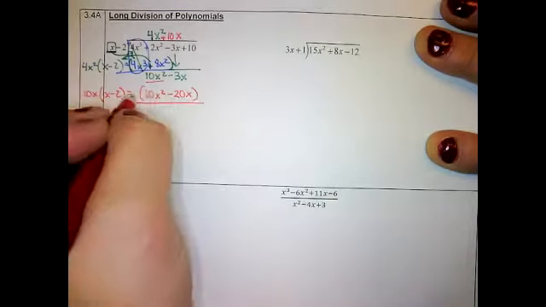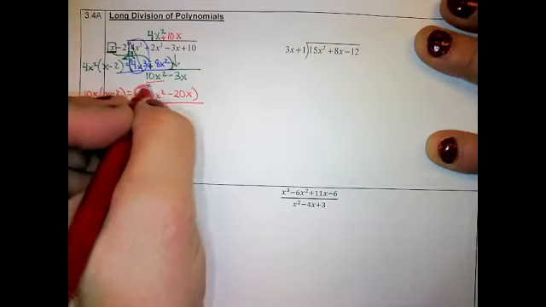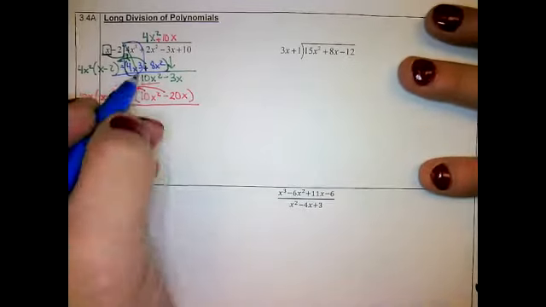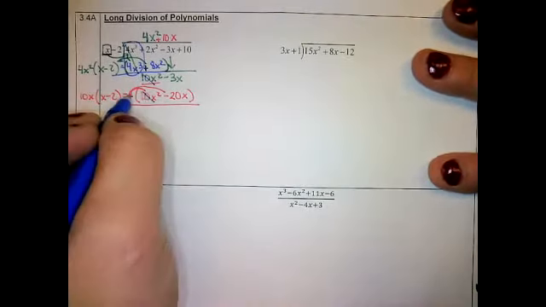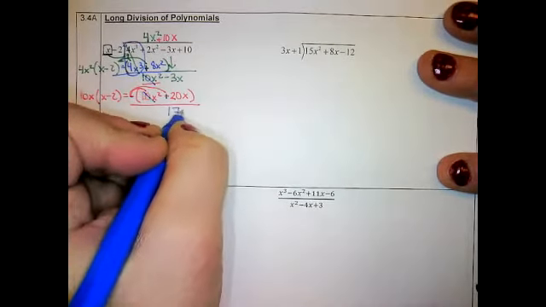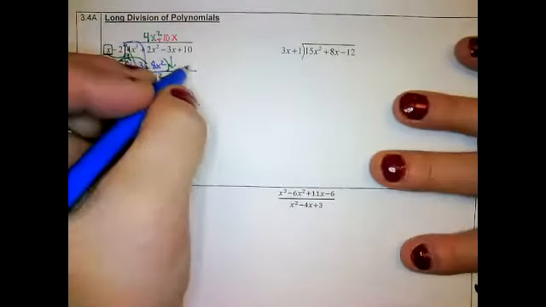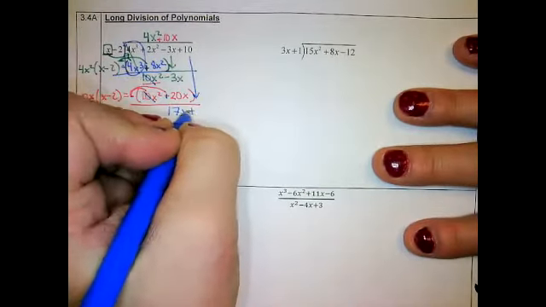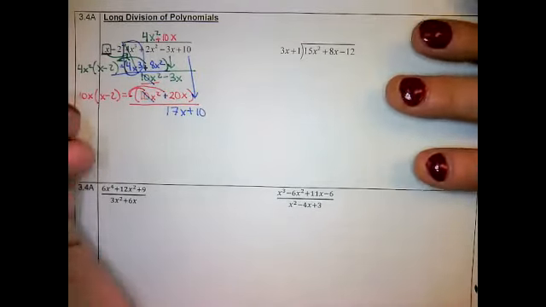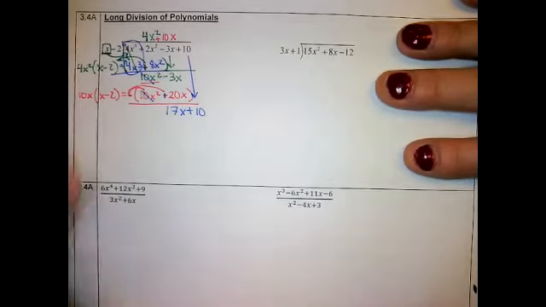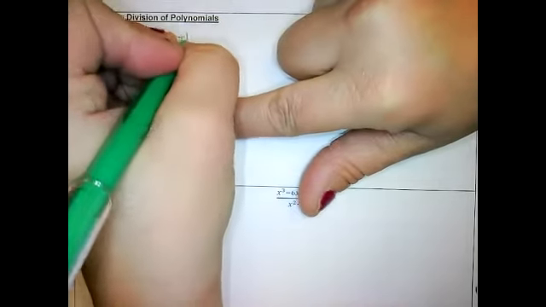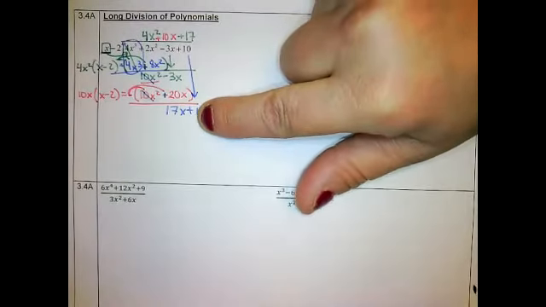But now I have to subtract this whole thing. So I'm going to distribute that negative sign to both of those. So that's going to cancel. And that's going to become a plus, which gives me 17x. And then I'm going to bring down my 10. Now I'm going to start all over again. So x times what gives me 17x? So x times 17 gives me 17x.